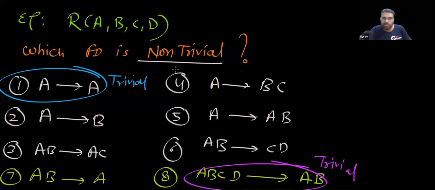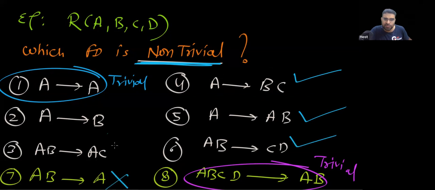You can see which is non-trivial. This is non-trivial because this is not a superset of BC. This is non-trivial because this is not a superset of AB. This is non-trivial. This is trivial. This is non-trivial. This is non-trivial.